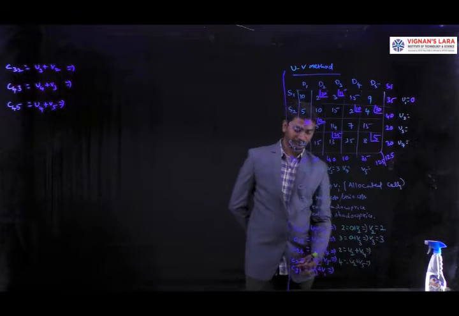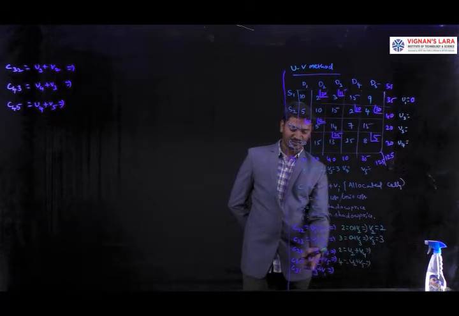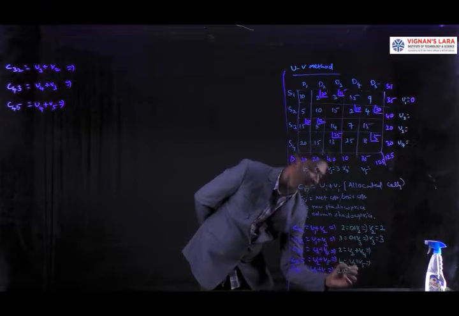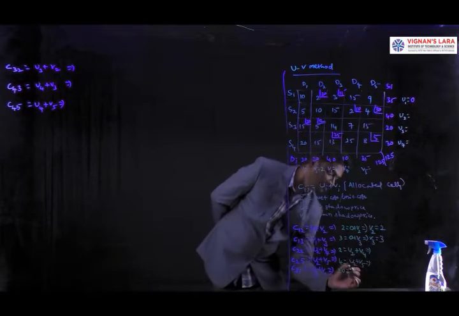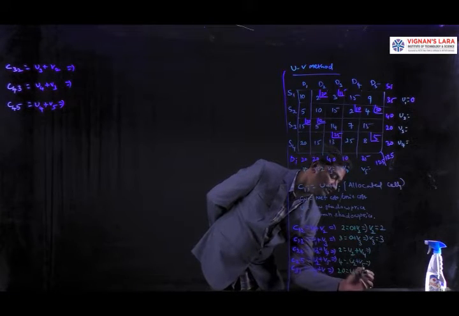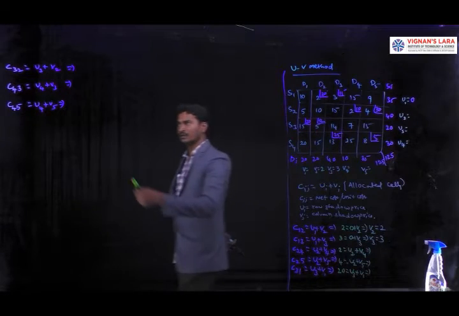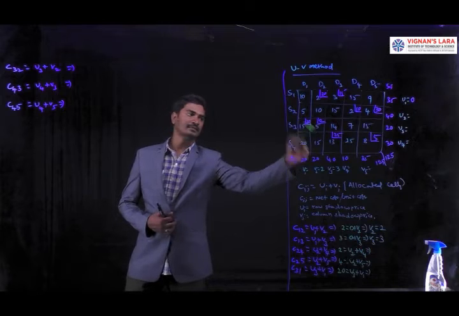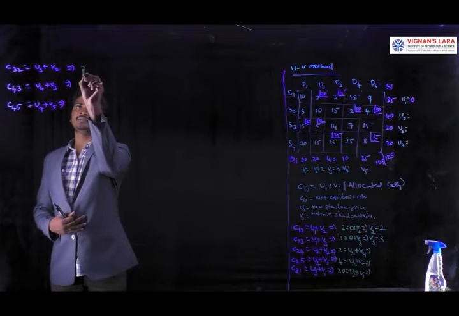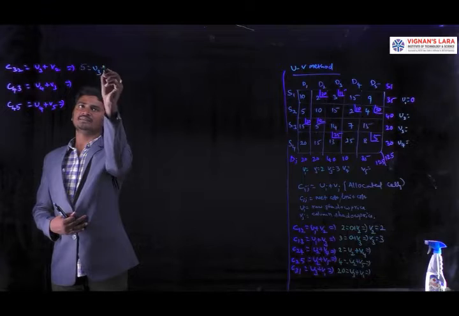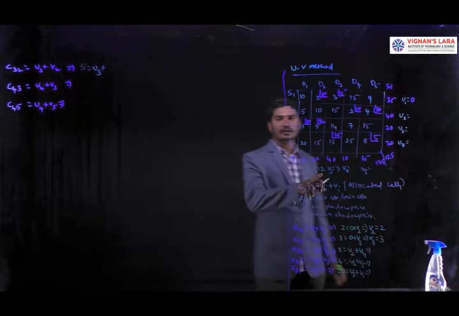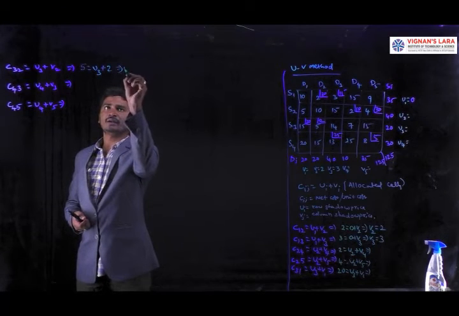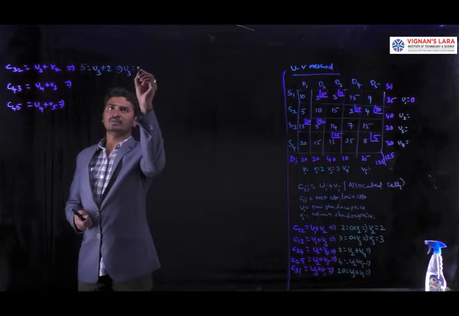Next, coming to C31. What is C31? C31 is 20. So 20 is equal to U3 plus V1, and we don't know U3 or V1. Next, coming to C32. What is the C32 value? C32 is 5. So 5 is equal to U3 plus V2. Here we have the V2 value. V2 is 2, so we substitute V2 here. From this we obtain the U3 value: U3 is 3.